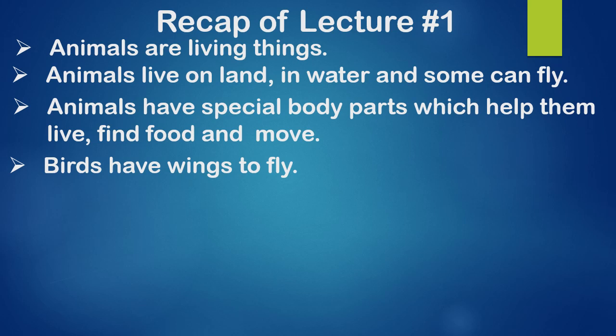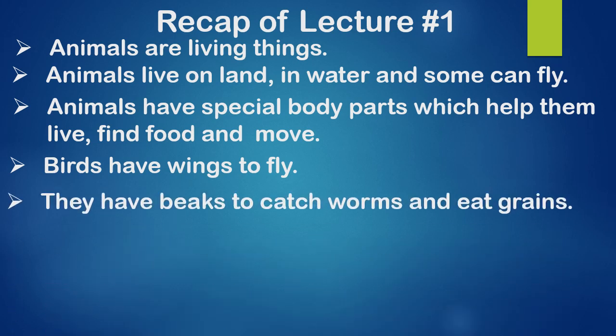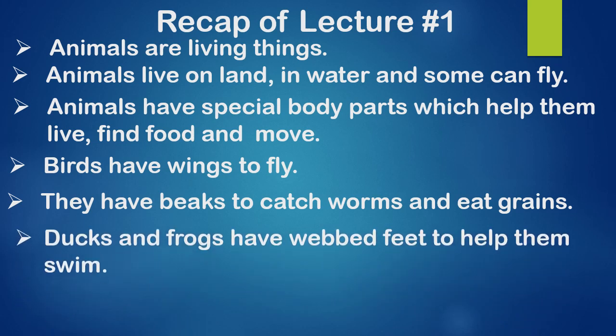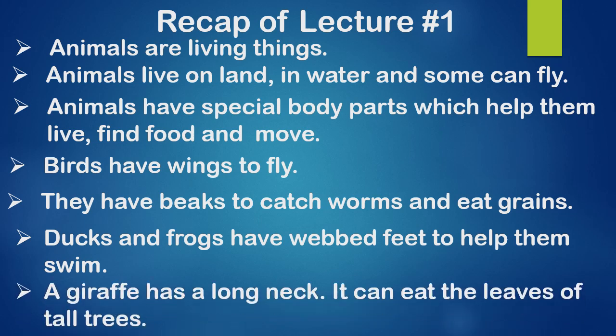Birds have wings to fly. They have beaks to catch worms and eat grains. So, the wings and beaks help the birds to fly and to catch worms and eat grains. These are the special body parts of the bird. Ducks and frogs have webbed feet to help them swim. A giraffe has a long neck. It can eat the leaves of tall trees.